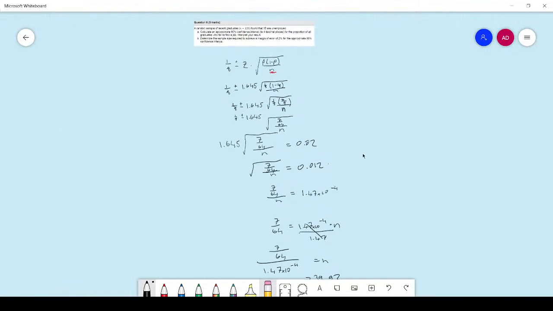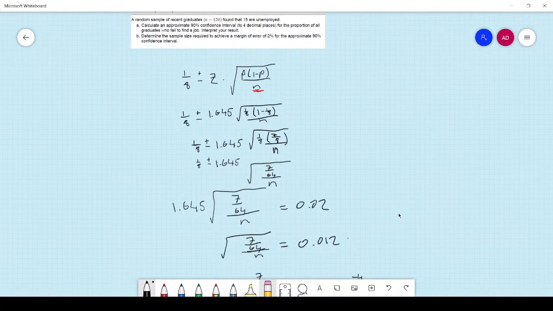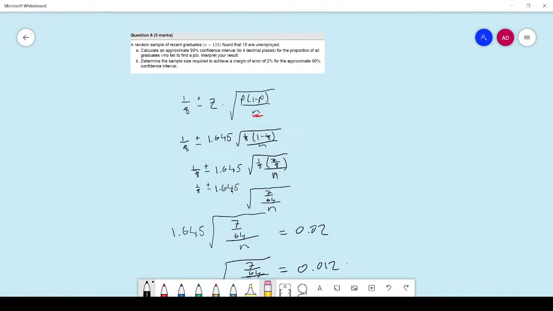So that's 2%. So to recap for part B, what we need is that this portion of the equation here is equal to a margin of error of about 2% for a 90% confidence interval. So we can set this whole thing equal to 2% or 0.02. Sub in Z 1.645 because that's our 90% confidence interval from the table. Sub in the P value and solve for n, and that gives our answer.